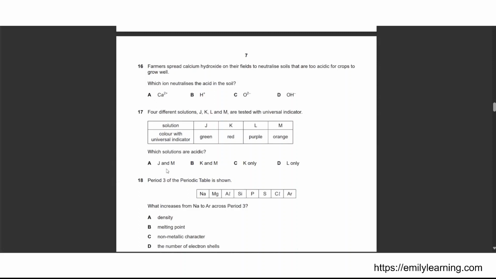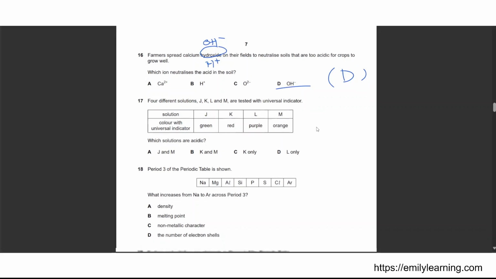Let's go on to 16. Farmers spread calcium hydroxide on their fields to neutralize soils that are too acidic for crops to grow well. Which ion neutralizes the acid in the soil? Acids, H+, are neutralized by hydroxide ions, which is OH-. So it is D, because the hydroxide ions give OH-, and OH- can react with H+. Therefore, the one that neutralizes the acid is OH-. So question 16 is D.